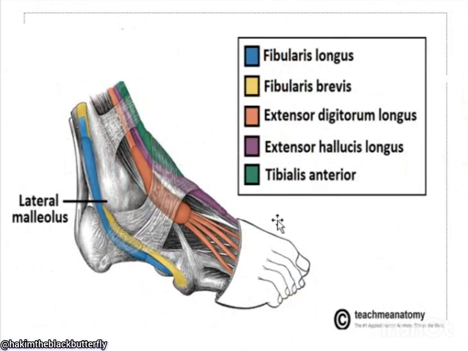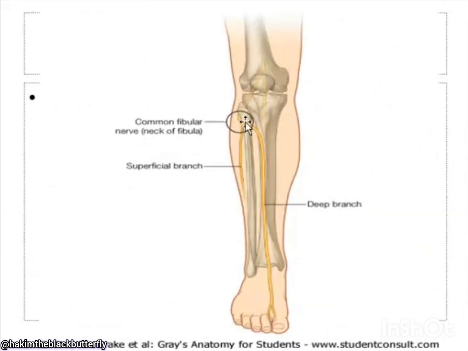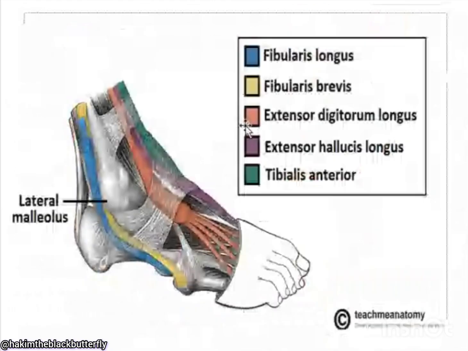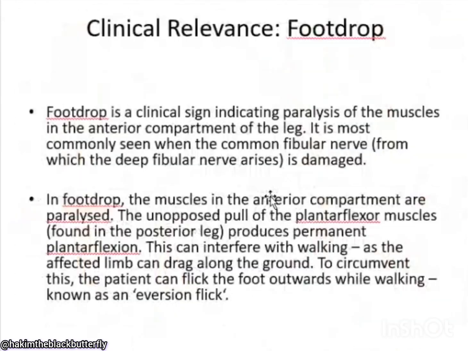So when you elevate your foot, you are dorsiflexing. And that dorsiflexion is the action of this muscle known as tibialis anterior. And tibialis anterior is supplied by the deep branch of the common peroneal nerve. If this deep branch of the common peroneal nerve is injured here, the tibialis anterior is going to paralyze. You're not going to be able to dorsiflex your foot, but instead your foot is going to drop.